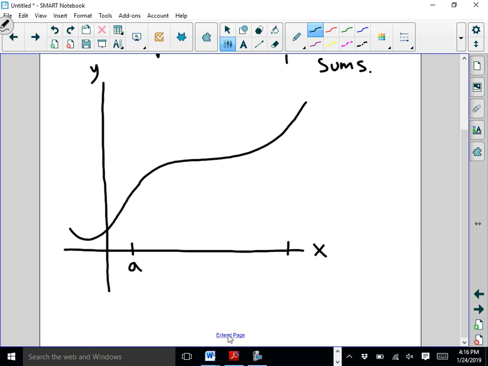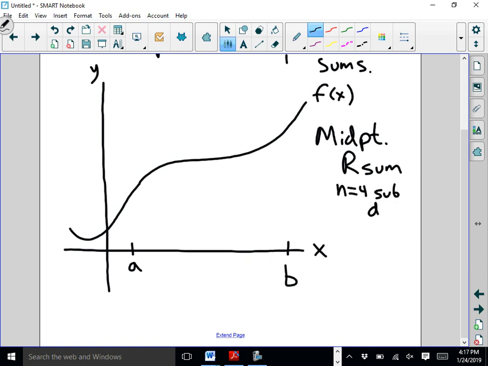Okay, here I have some function, f of x, and I'm looking at this on the interval from a to b. So what I'm going to look at here is what a midpoint Riemann sum looks like first. So first here, let's go ahead and write this midpoint Riemann sum. I'm going to do a midpoint Riemann sum with, let's say, n equals 4 subdivisions. Okay? So I'm just going to chop this up into 4 pieces, right?